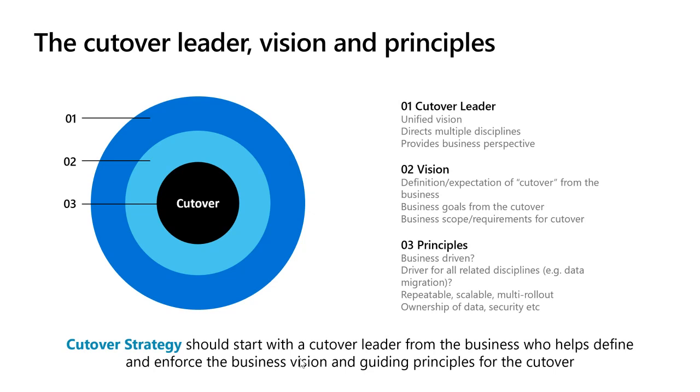Is it going to be a repeatable, scalable, multiple rollout type of vision for this cutover, or is it a one-off? And then if we need to go live in another country or in another phase, we'll think about it again. Who's going to drive the ownership of the data? Who's going to own that the data remains secure throughout the project? Is that going to be done through the cutover leader as a single point of contact through which all of these things get done? Or are we going to distribute all of this into different areas?